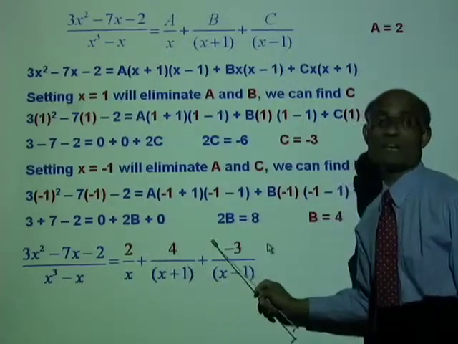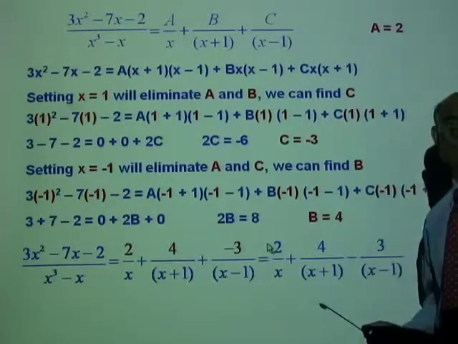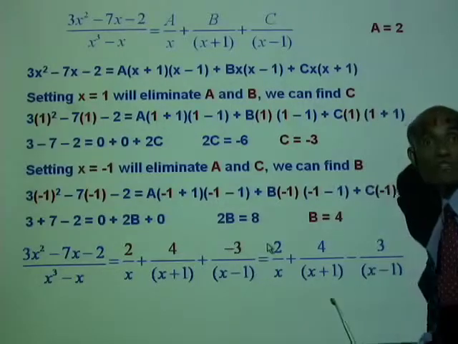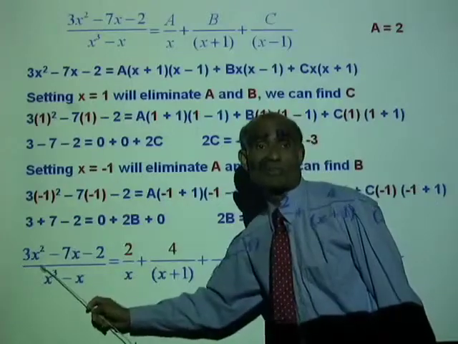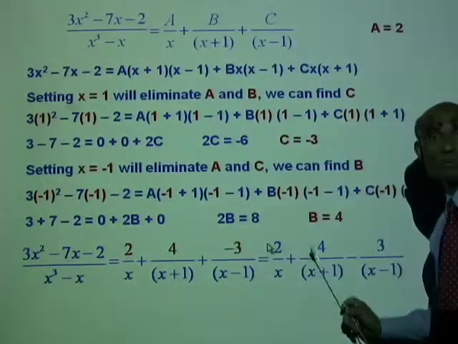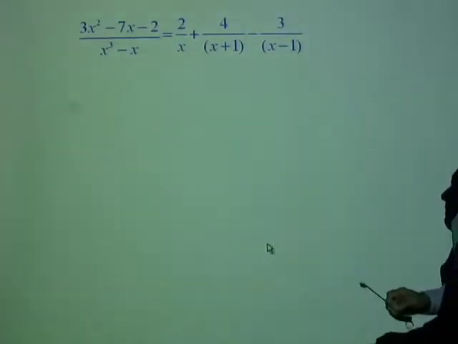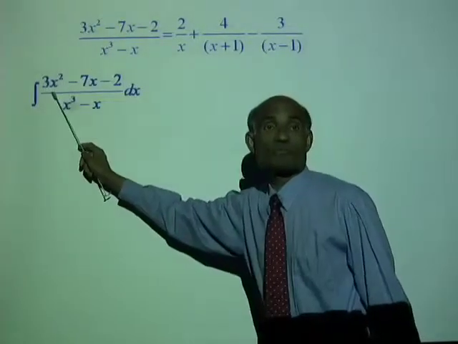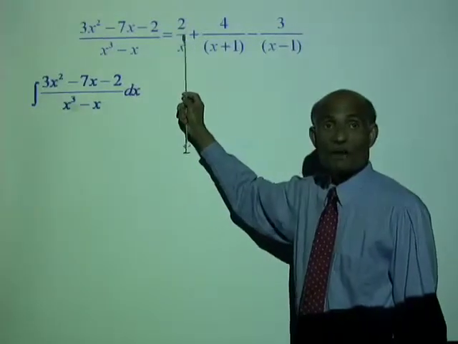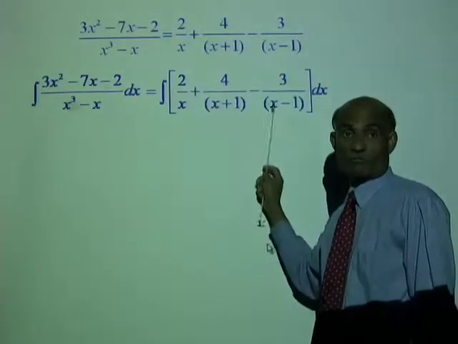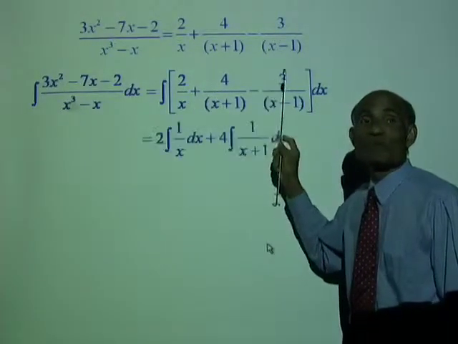Replace your a, b and c, and that's equal to, that minus will make this sign negative. Well, we can now integrate this. While integrating this quantity is very complex, integrating this will be very simple because we can integrate each of these terms separately. Alright, so integral of 3x squared minus 7x minus 2 over x cubed minus x is now the same as integral of that quantity, which you can break into individual integrals.